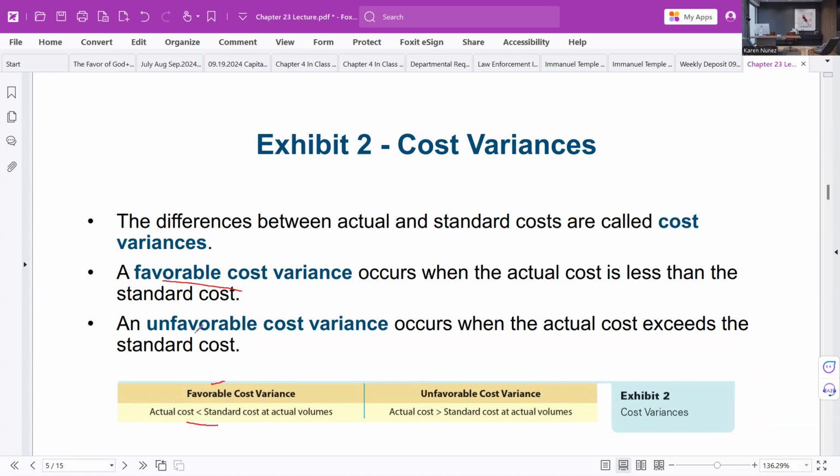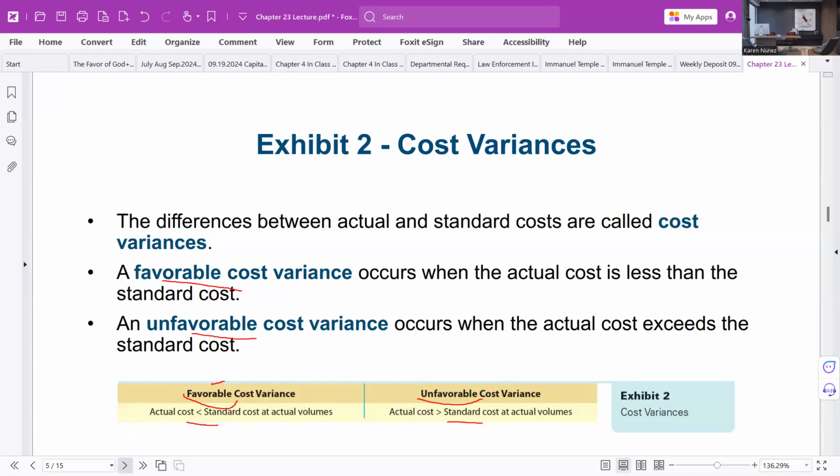But on the other hand, we could also have unfavorable cost variances. That's when the actual cost exceeds or is greater than the standard cost. So we could have a favorable variance, positive impact on our profit. We could have an unfavorable variance. That's a negative impact on our profit. And again, that's going to occur whenever the actual cost is greater than the standard cost.